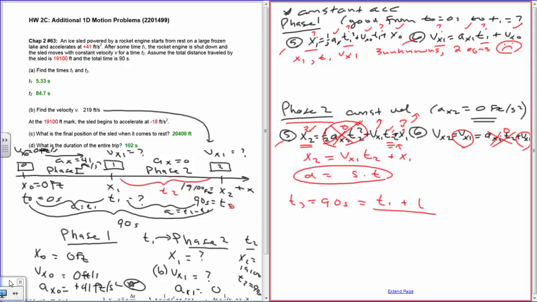T1 plus T2. That gives us another equation with our two unknowns in it. This equation doesn't do anything for us.